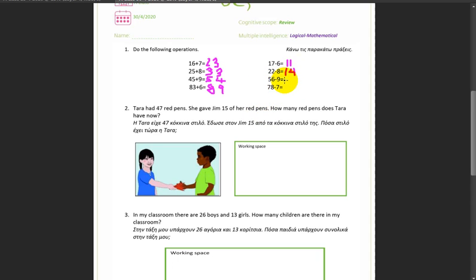Next up, we have 56 minus 9. So I'm going to count 9 backwards from 56. So 55, 54, 53, 52, 51, 50, 49, 48, 47. 47.